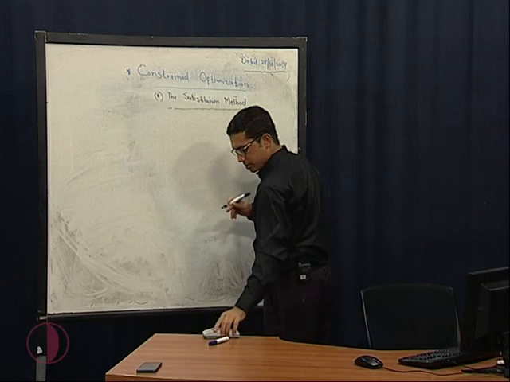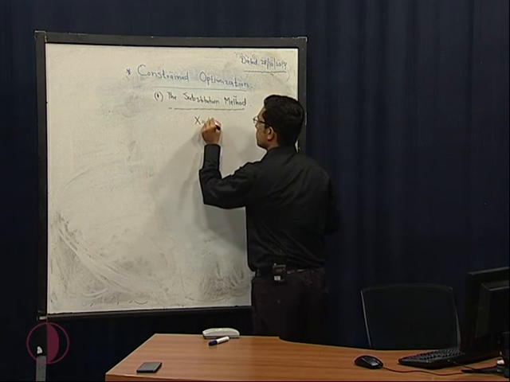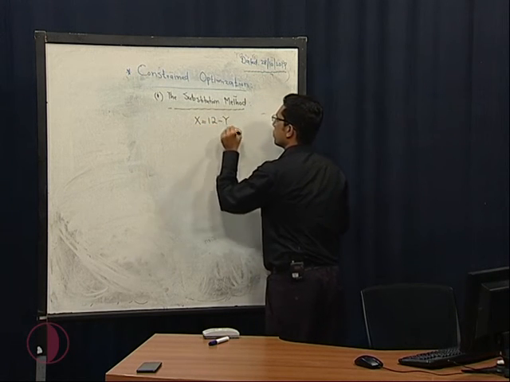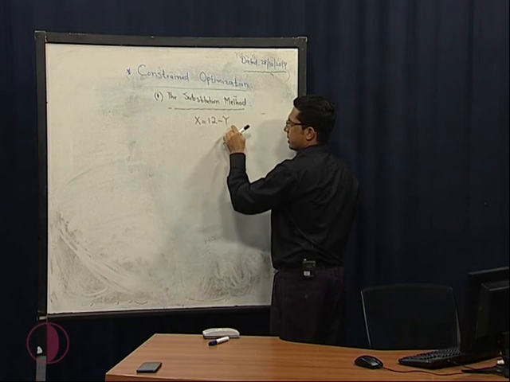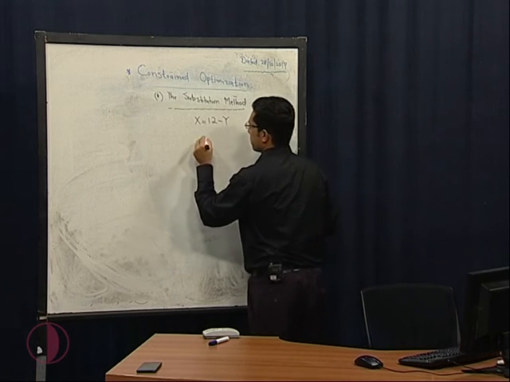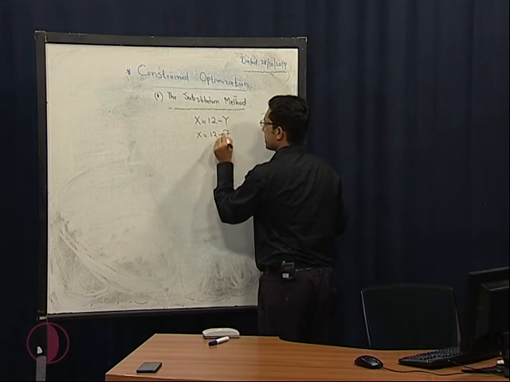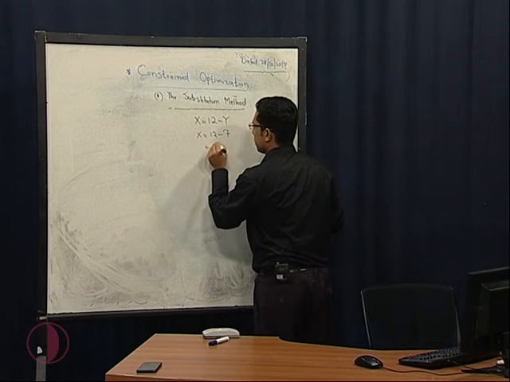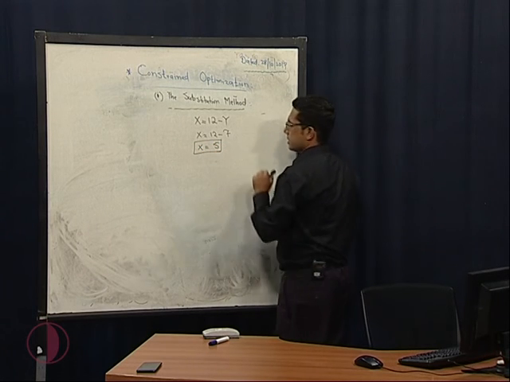The function was X is equal to 12 minus Y. This was the function. Now substitute 7 in place of Y in this equation. X is equal to 12 minus 7. We can get 5. So X is 5.